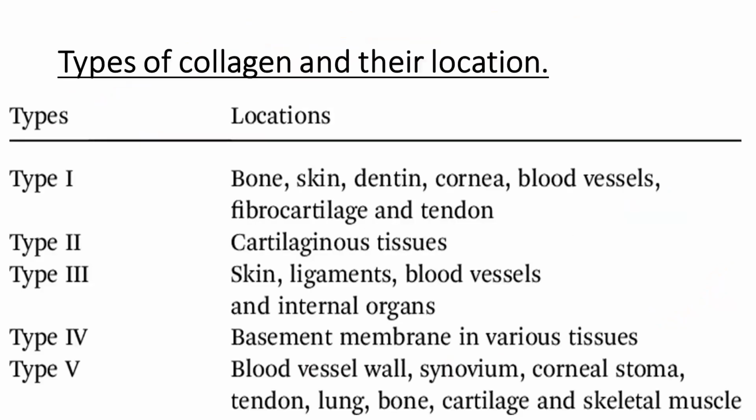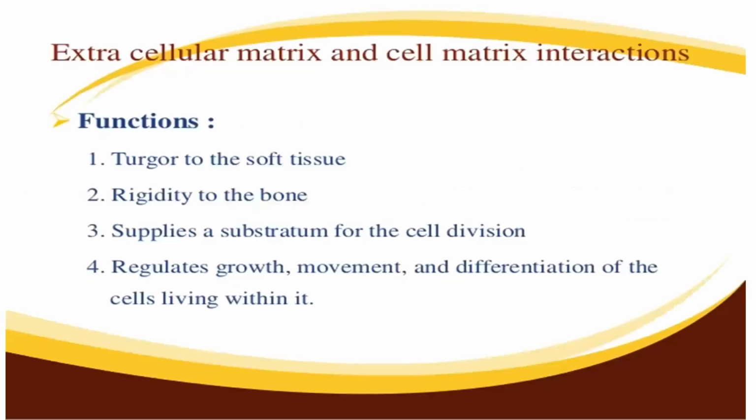Types of collagens and their location. Type 1, 2, 3, 4, and 5. Type 1 is present in the bone, skin, cornea, blood vessels, and tendon. Type 2, cartilaginous tissue. Type 3, skin, ligaments, and blood vessels. Type 4, the basement membrane, various tissues. And type 5 is in the blood vessels, synovium, corneal stroma, tendon, lungs, bone, cartilage, and skeletal muscle.